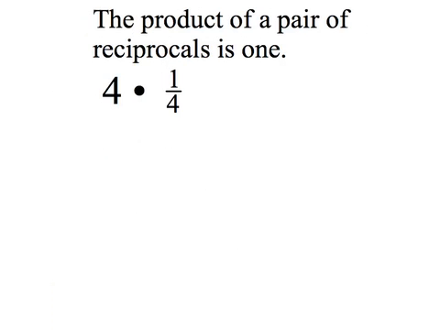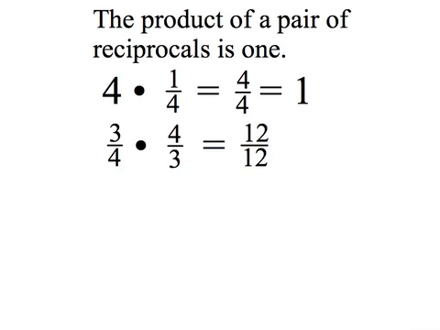Here's a pair of reciprocals, 4 and 1/4. We multiply 4 times 1/4, we get 4/4, in lowest terms that's 1. That's why 4 and 1/4 are reciprocals, because their product is 1. Here's another pair, 3/4 and 4/3. Multiply them together, we get 12/12. Lowest terms, we get 1.